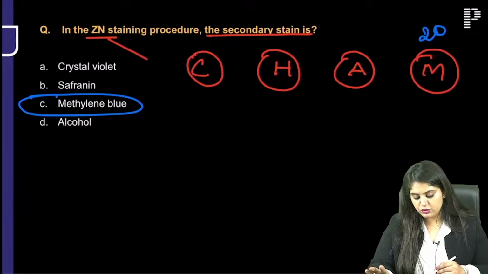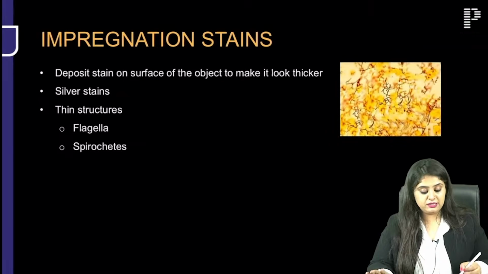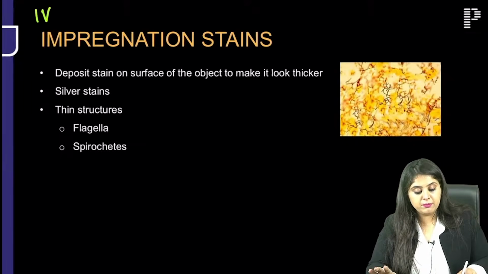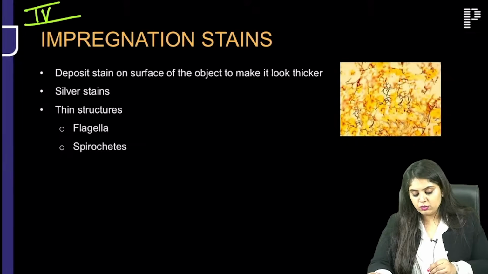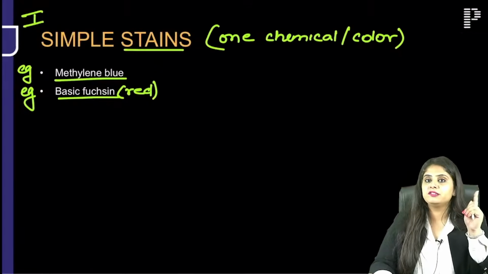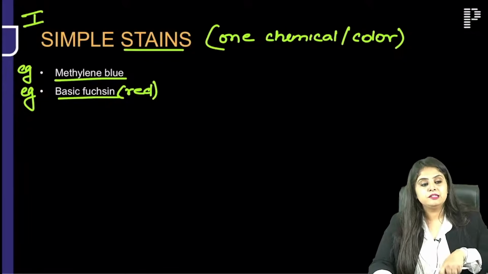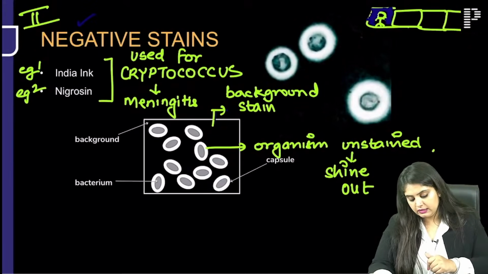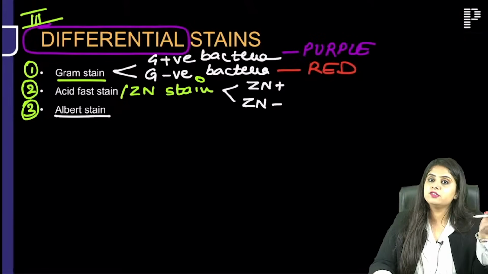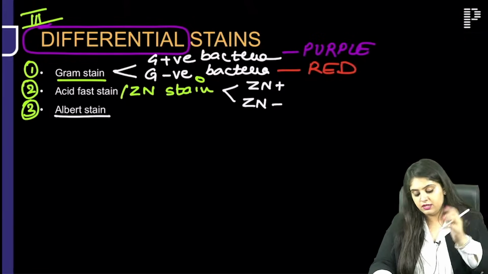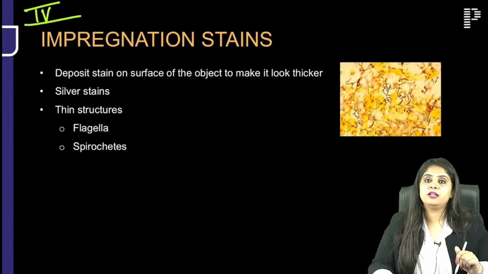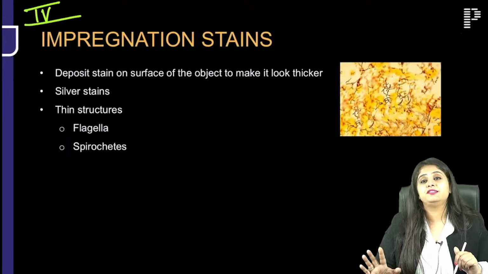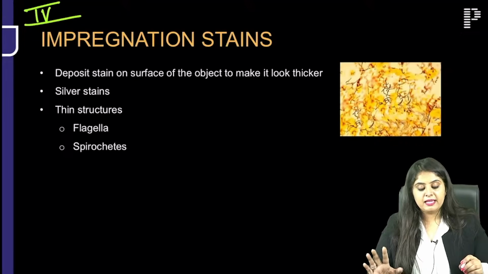So now I want to teach you one stain which is known as the impregnation stain. This is going to be staining protocol number 4. कैसे 4 हुआ मैम? क्योंकि सबसे पहले I had taught you simple stain. Simple मतलब one color. Second, I had taught you the negative stain, staining the background. Third, I had taught you differential stains, Gram, ZN, Albert. Fourth, I am teaching you impregnation stain. So that now even for INI-CET, I have prepared you.